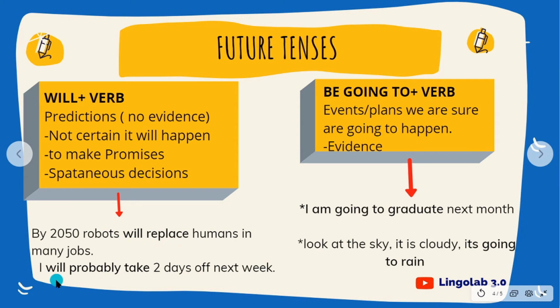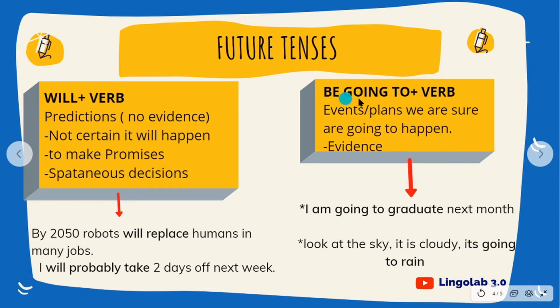Our next example is, I will probably take 2 days off next week. All right, this means here that I haven't talked to my boss yet, and I haven't requested those days, and I'm not sure if I'm going to get them. However, I want to have those 2 days off to rest, but I will probably take those 2 days off next week.